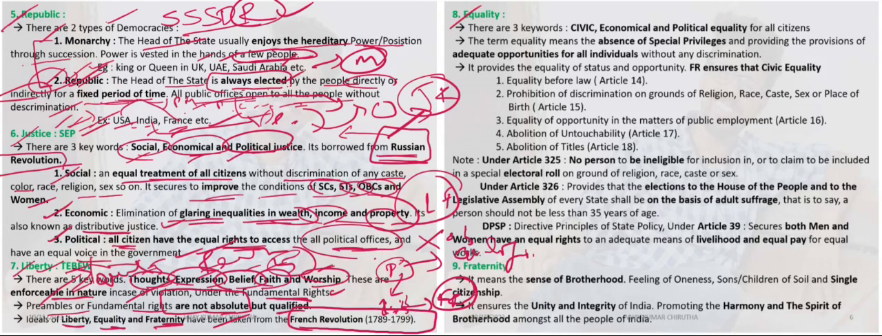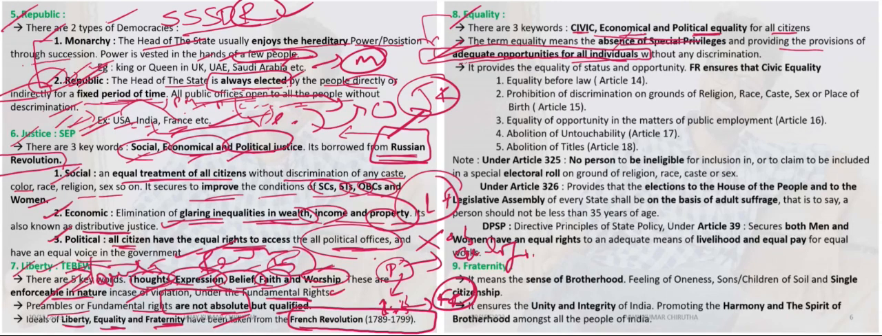And next to equality. Equality has three keywords: civic, economic and political equality for all citizens. The term equality means absence of special privileges, that provide adequate opportunities for all individuals without discrimination. Adequate opportunities to all the citizens. That is one of the objectives of the preamble.